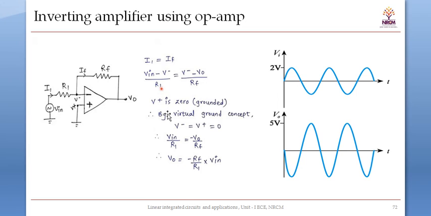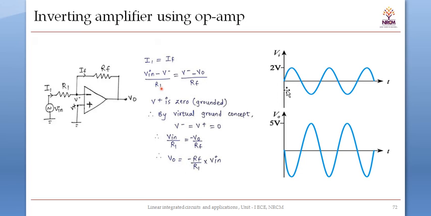By the virtual ground concept, V minus is 0 here. That's why, putting V minus equal to 0, you can write it as Vin divided by R1, which is equal to minus V0 divided by RF. The output voltage is equal to minus RF by R1 into Vin, or the closed loop voltage gain, V0 divided by Vin, is minus RF by R1.